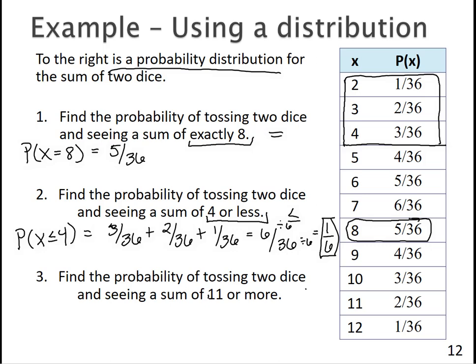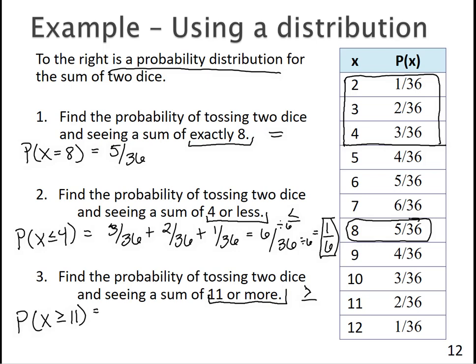And then finally, number 3, I want to find the probability of tossing 2 dice and seeing a sum of 11 or more. I'm going to look at that 11 or more, and the first thing I want to ask is, am I including 11? Well, yes. 11 or more means yes, I'm including 11, and then anything more than 11. More means greater than. So more and greater than are the same thing. Since I am including 11, this is going to relate to greater than or equal to. So really what I'm finding is P of x greater than or equal to 11.